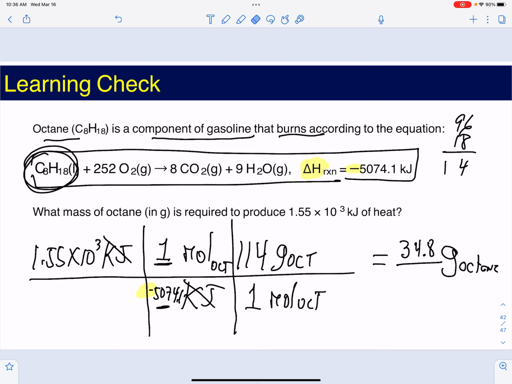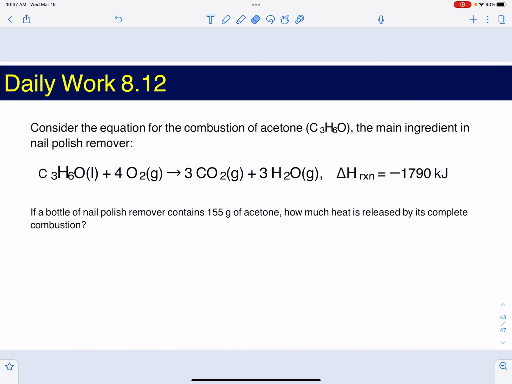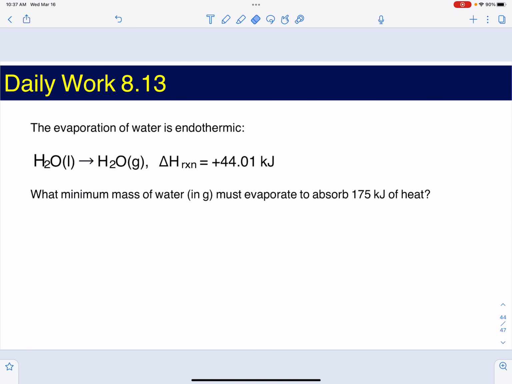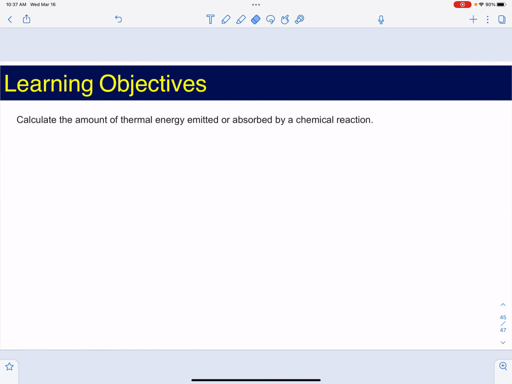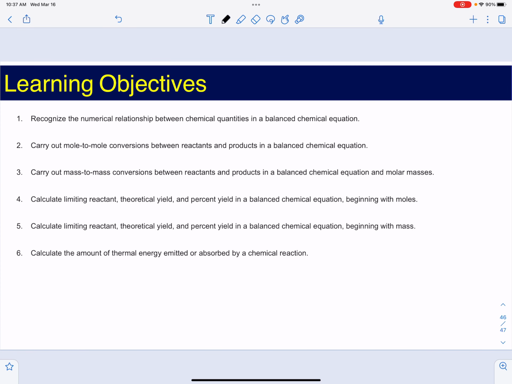And this is what it means. If I burn 34.8 grams of octane, I should produce 1.55 times 10 to the 3 kilojoules. So with that said, you are now ready to do your daily work. And when you're done with that, you can do another one so you can continue practice. And once you do that, we can call this objective done. So now you know how to calculate the amount of thermal energy using a balanced chemical equation. And with that, we close this chapter.